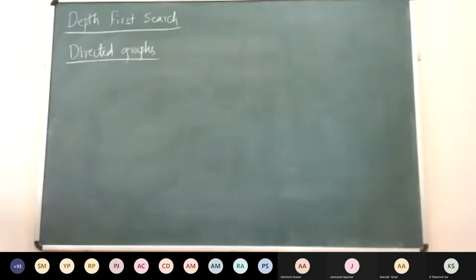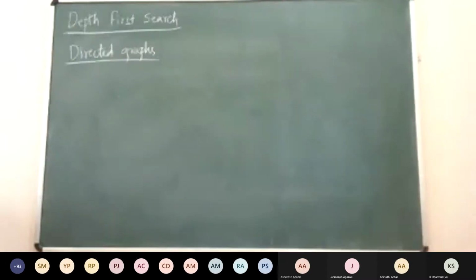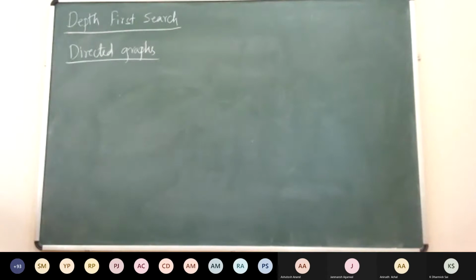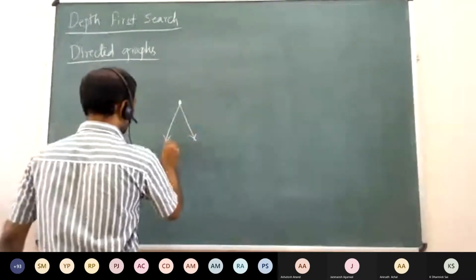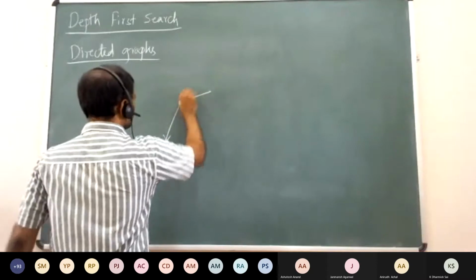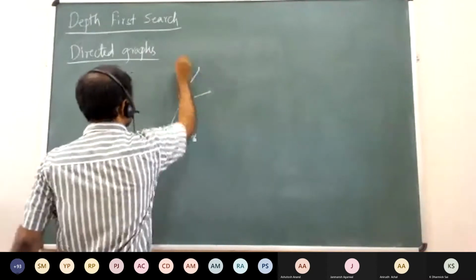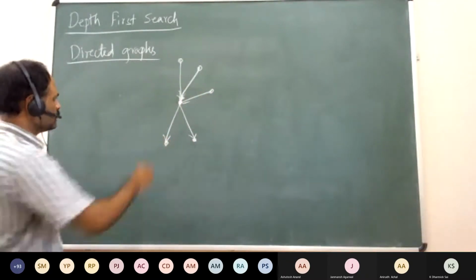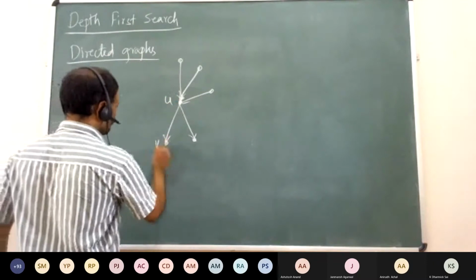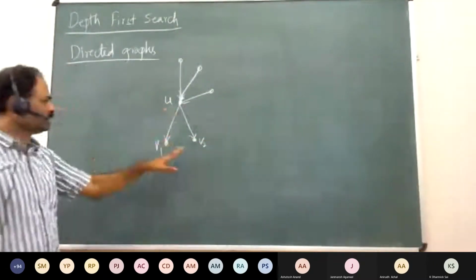So notice that the depth first search traversal still remains the same. You will be visiting its neighbors, but in a directed graph, you can only go to its out neighbors. Suppose you are at a vertex U, it has some out neighbors and some in neighbors. If this is a vertex U, and these are V1 and V2, you can only go to vertices V1 or V2.